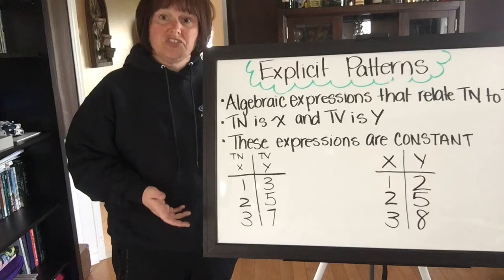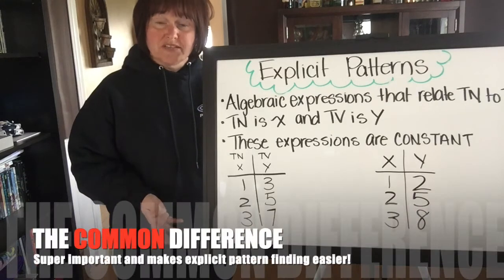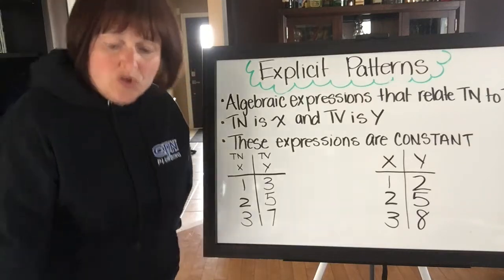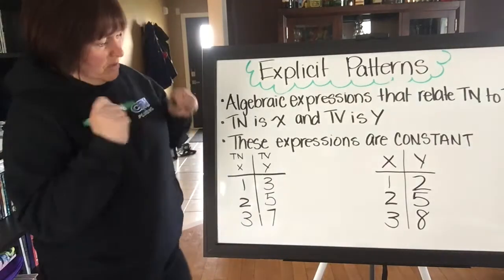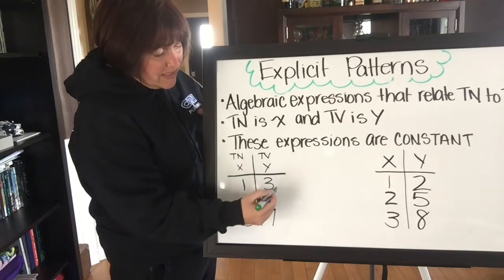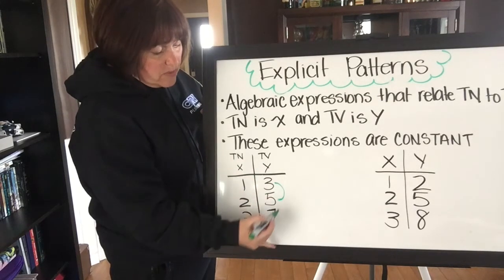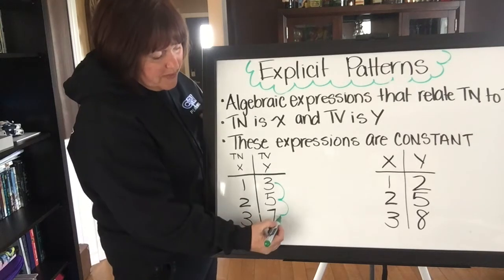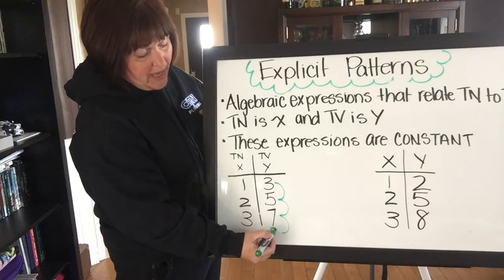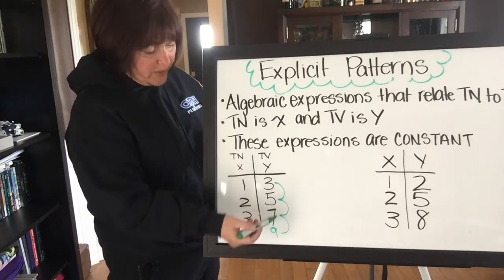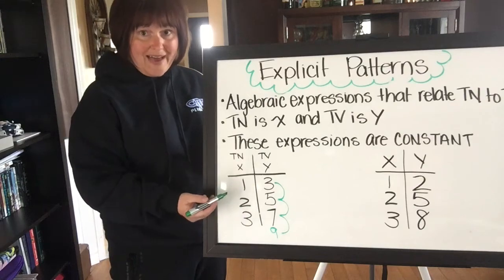One of the ways that I like to use is using what's called the common difference. The common difference is what you identify in a recursive pattern. For example, the common difference between the term values in this is 2. 3 plus 2 is 5. 5 plus 2 is 7. And we can pretty much assume that 7 plus 2 is going to equal 9. Okay? So we take that common difference and what we do is we times it by x.